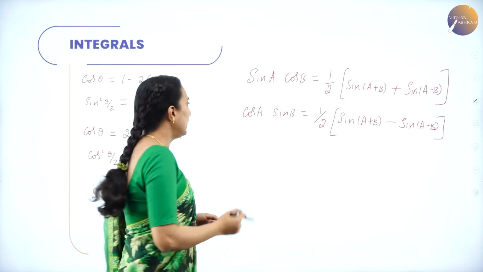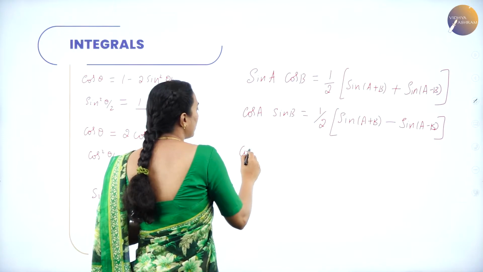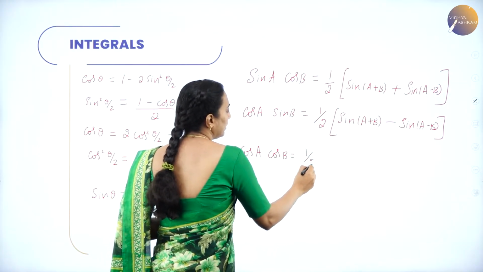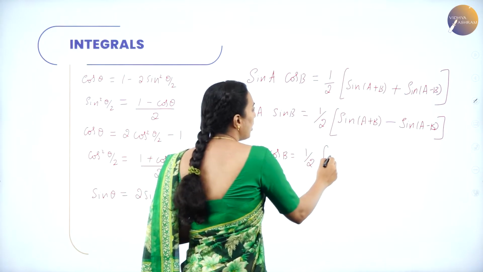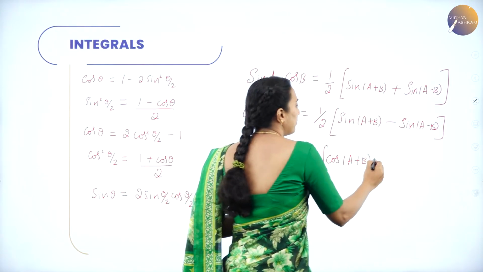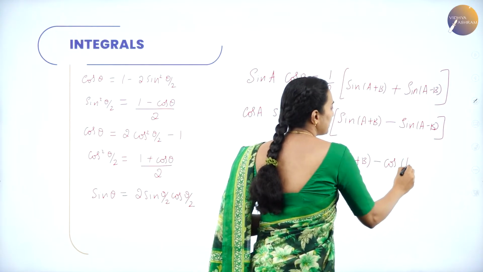That's it. Next will be cos A into cos B. Cos A into cos B can be written in the form of half into cos of A plus B minus cos of A minus B.